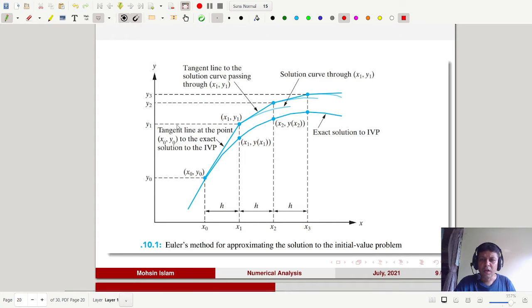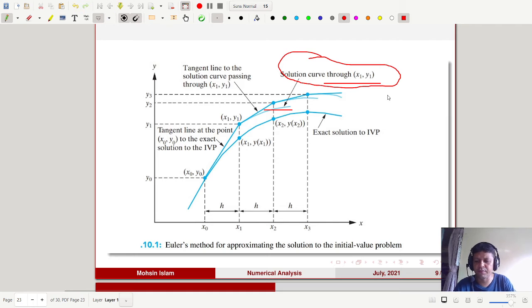So again you have a tangent. You draw a tangent at x1 y1, and this is the solution curve through x1 y1. Look at that curve, and the tangent at x1 y1. Again you can draw the solution curve.